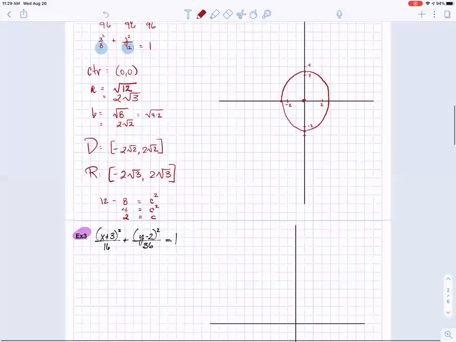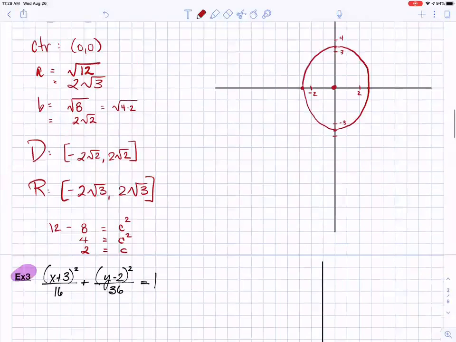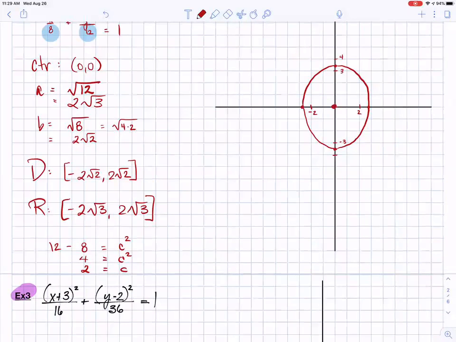So since I asked you for the foci on this, where do those foci land? Do I have to go up and down to get them, or do I have to go right and left? Up and down. How far? 2. So where do they land? Yeah, 0, 2, and 0, -2.